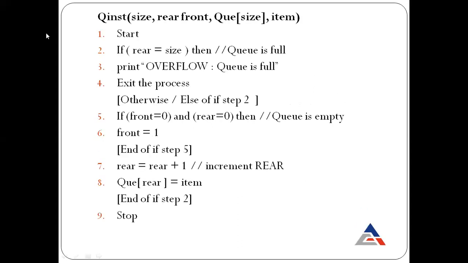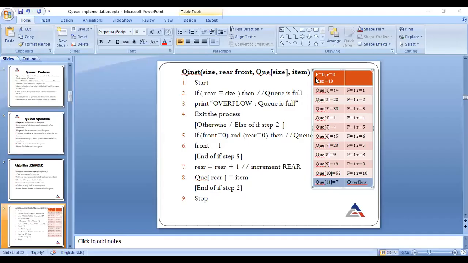Let's start with an example so that you can understand how I can do it. This is one of the examples. The front is 0, rear is 0, size is 10, meaning I have nothing in my queue. If I insert the first element as 14, then front becomes 1, rear becomes 1. If I insert the second element 20, front remains 1, rear becomes 2. If I add the third element 30, the front is 1, rear becomes 3.